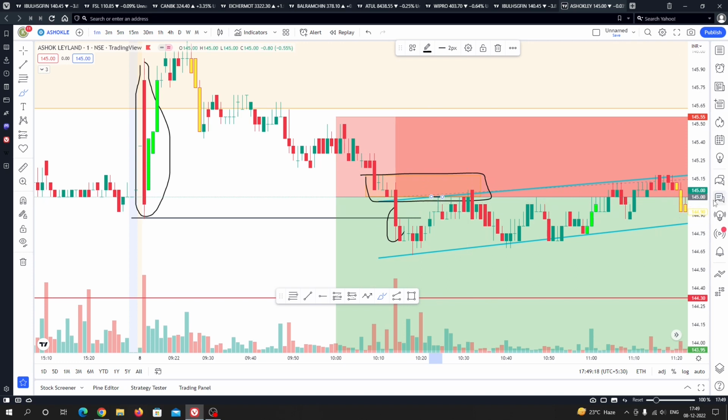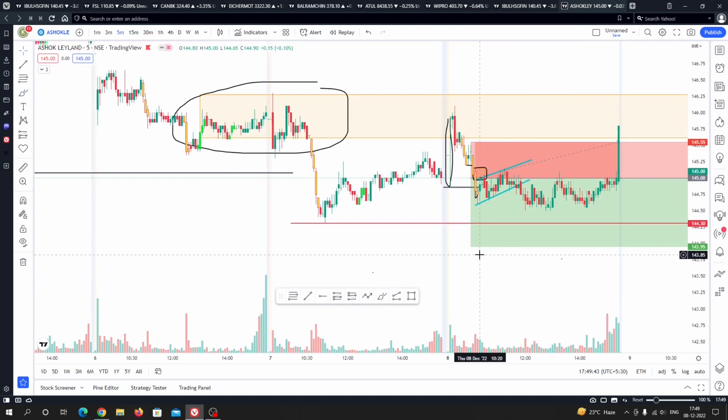As I already mentioned, 145 was our entry price, and I kept my stop loss a little above this region, which can be considered your previous swing. 145.55 is where we kept our stop loss, and we were expecting a 1:2 risk reward ratio. Actually, it's more like 1:1.9 risk reward.